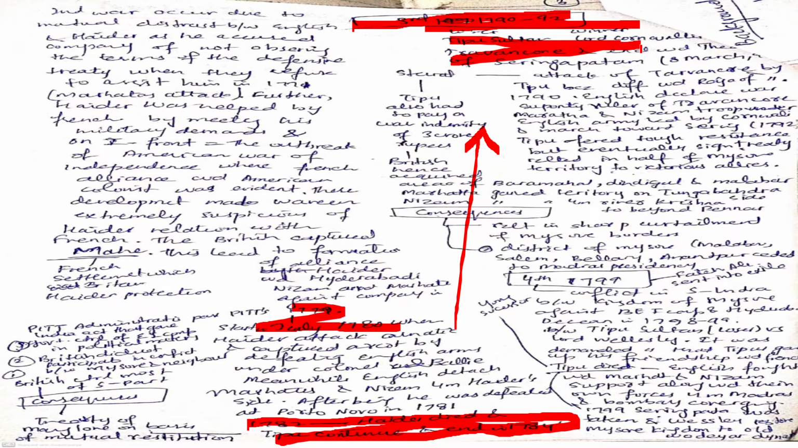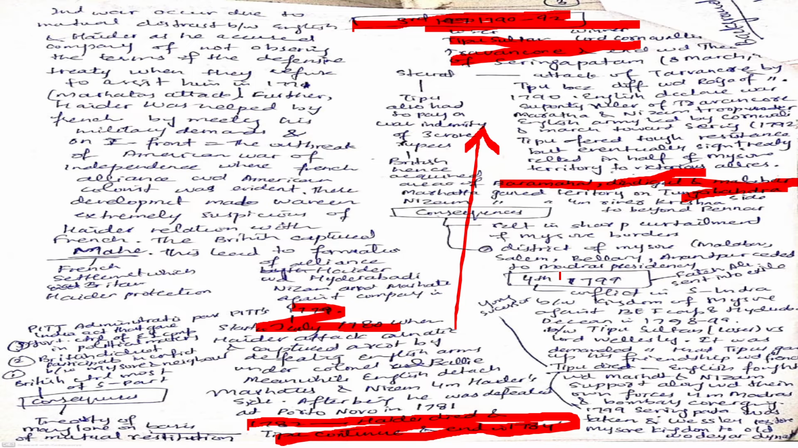Tipu also had to pay a war indemnity of 3 crore rupees, and the British acquired the areas of Dindigul, Malabar, and also gained territory. The Marathas gained territory on the Tungabhadra side. The Nizam gained territory from the river Krishna to beyond Penner.